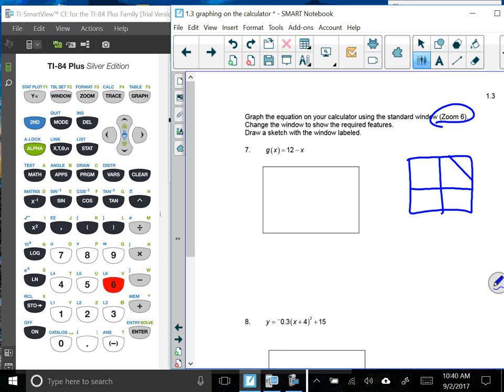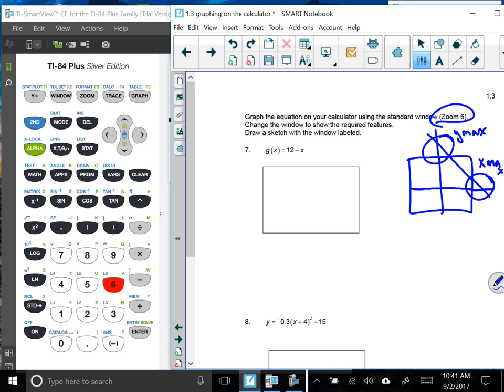Where is the x-intercept? Well, the answer is the x-intercept's out here somewhere. So we need to change this number, which is the x max. We need to get in and change the x max. Where is the y-intercept? And the answer is it's up here somewhere. So we need to get higher up. That means we also need to change the y max. Okay? All right, where do you change these numbers?